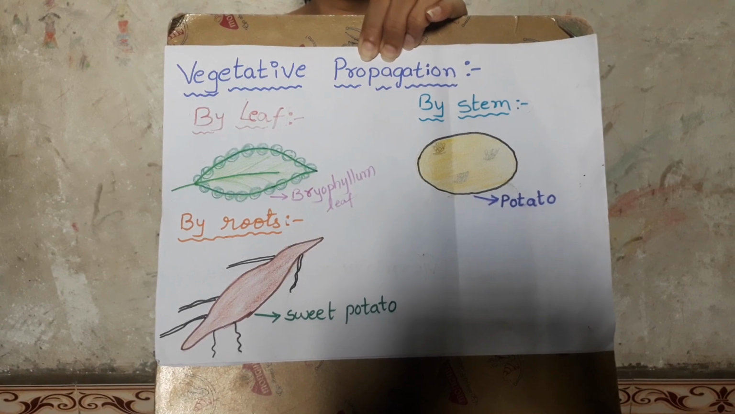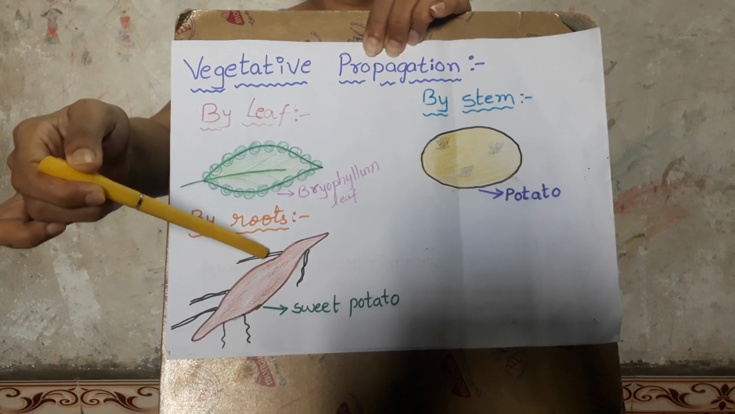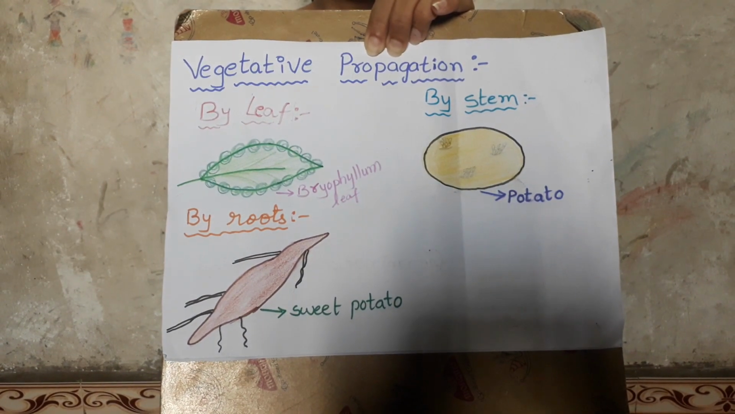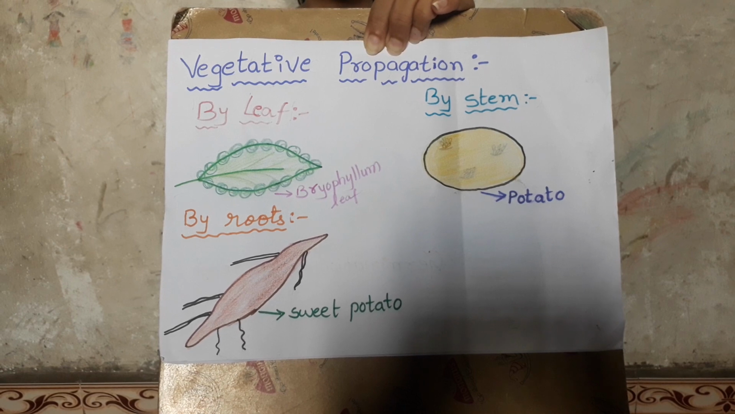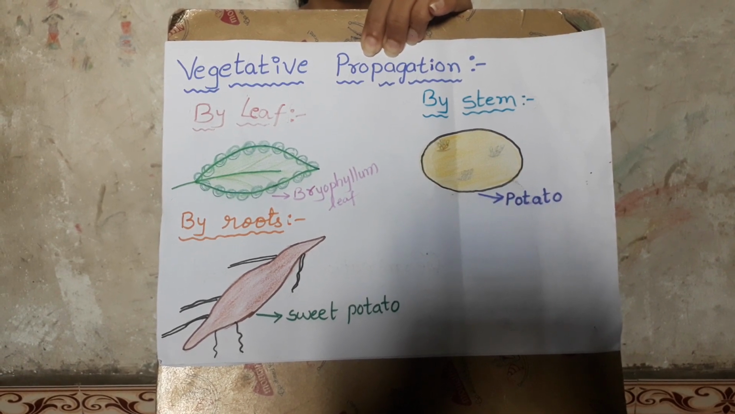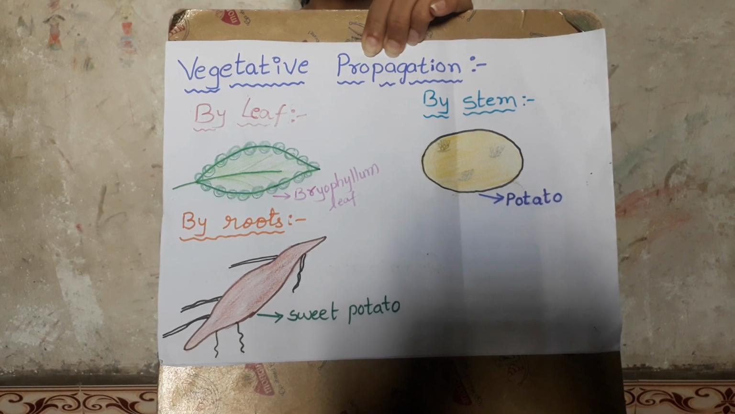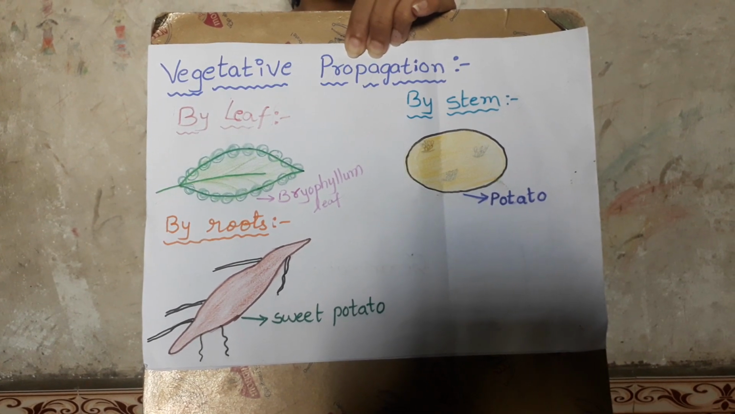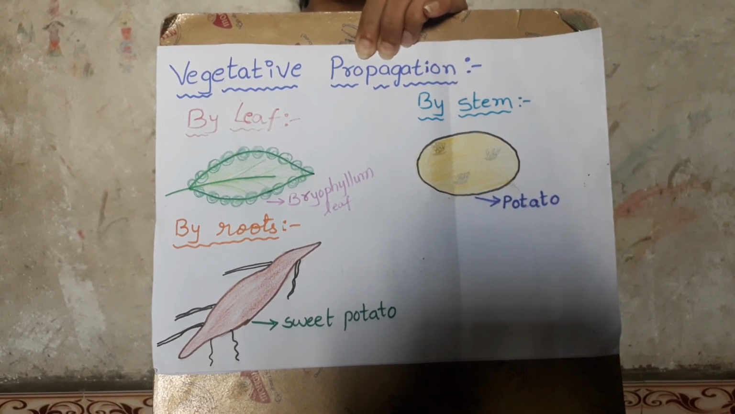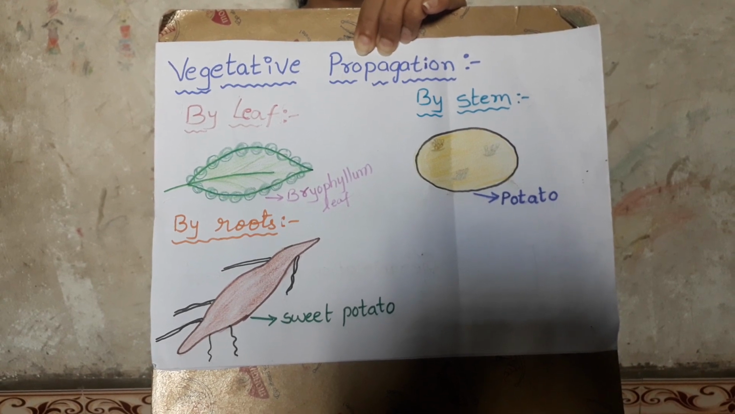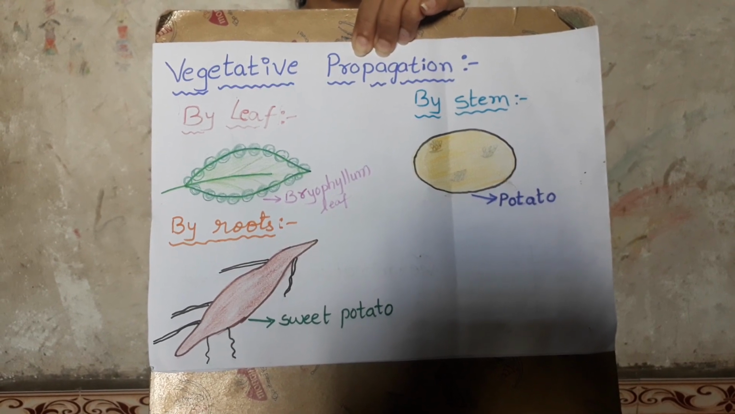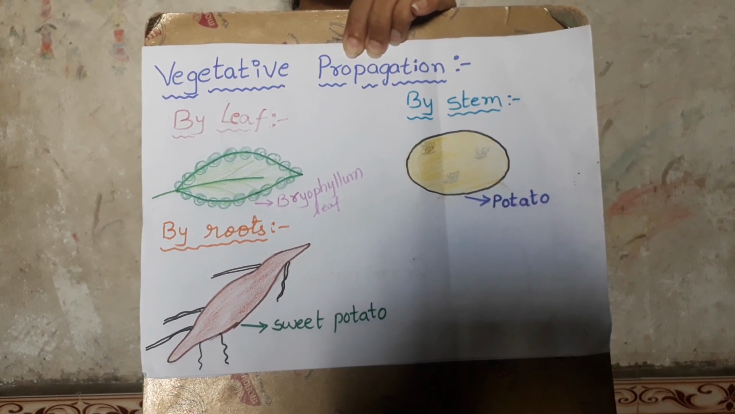Now we will discuss vegetative propagation by root. For this propagation we can take the example of sweet potato. On sweet potato we can see root-like structures grown on it, right? If we cut those roots and sow them in the soil, a new sweet potato plant will grow out of them. So this is vegetative propagation by root.